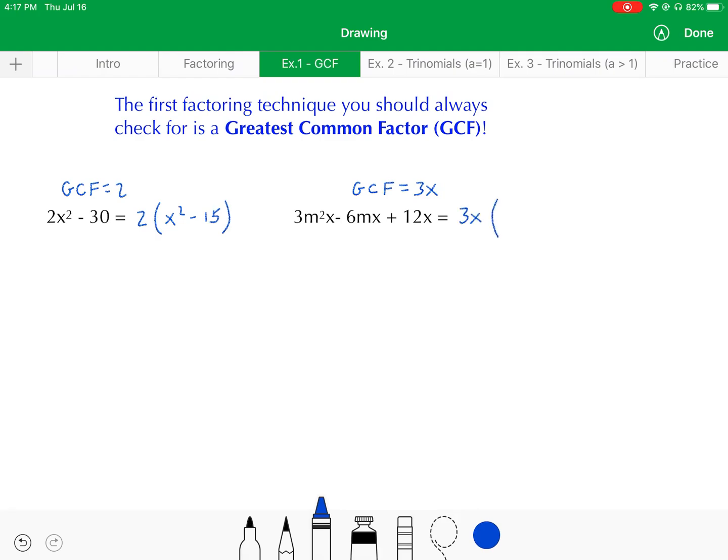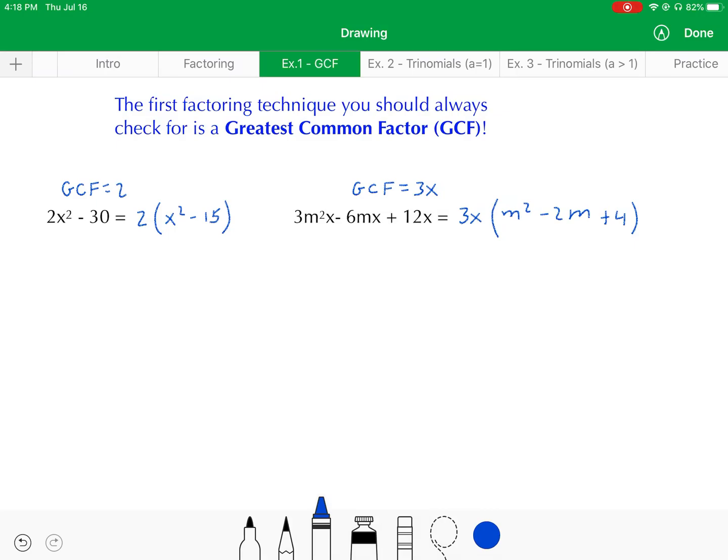If I take a 3x out of 3m squared x, I would just be left with m squared. If I take 3x from negative 6mx, I would be left with negative 2m. And if I take 3x from 12x, I'm simply left with positive 4.